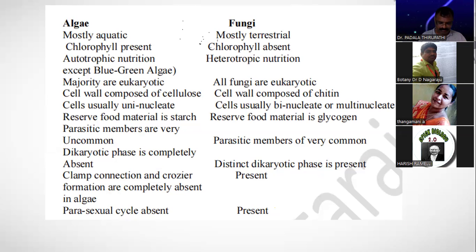Do you know what heterotrophic means? Depending on other organisms for food as well as for reproduction. What are the types of heterotrophic? In heterotrophic, we have saprophytic, parasitic, insectivorous, symbiotic. So these are the types in heterotrophic. Symbiotic also comes under heterotrophic.